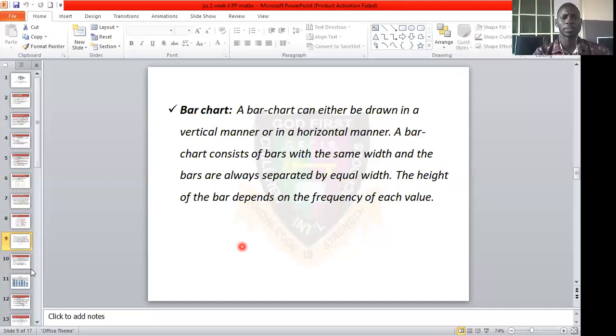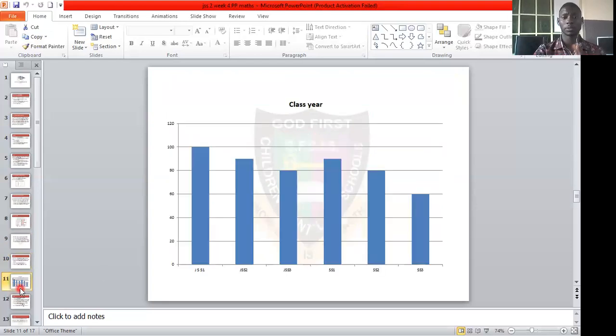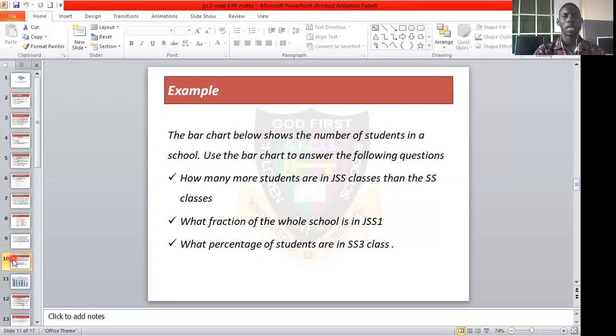Let me take you through this example. The bar chart below shows the number of students in a school. Use the bar chart to answer the following questions. So they are giving us a question, and we interpret the bar chart given. Let me show you the bar chart. So this is the bar chart given for the question. How many more students are in JSS classes than the SS classes?